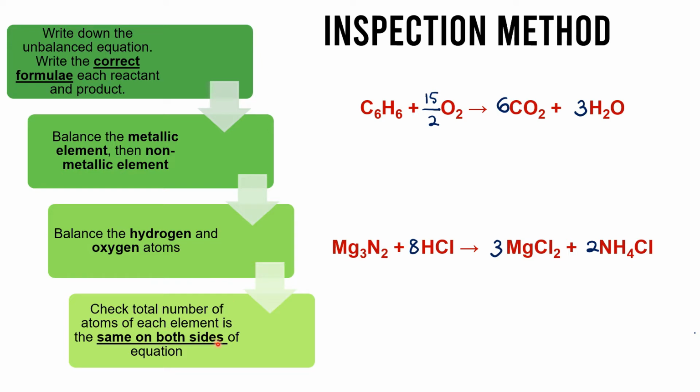Lastly, check the total number of atoms of each element on both sides, and they have to be the same. So we have 3 magnesium left, 3 magnesium right, 2 nitrogen left, and 2 nitrogen right, 8 Cl on the left, and 6 plus 2 Cl on the right. And lastly, the hydrogen: we have 8 hydrogen here, and also 8 hydrogen over here. So finally, you have successfully balanced your chemical equation by using the inspection method. Good job, everyone!